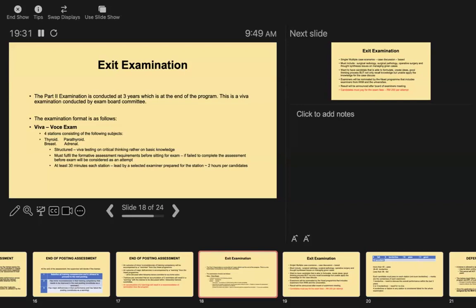And must fulfill the formative assessment requirements before sitting for exam. If you fail to complete the assessment before exam, right? You fail the assessment and you need to go for exam, complete the exam, this is considered as first attempt. Okay? Considered as an attempt. I will remind you for your fellowship, you are allowed to go for 3 exams. First time fail, boleh lagi, 3 kali.